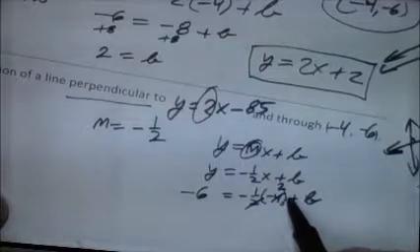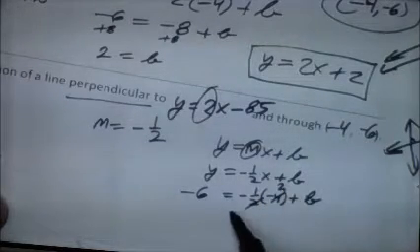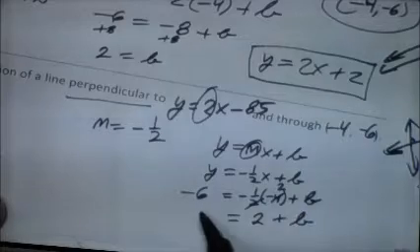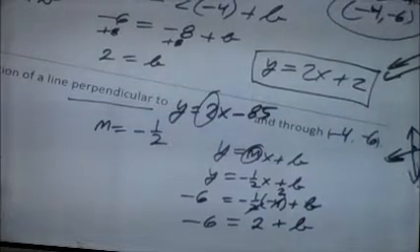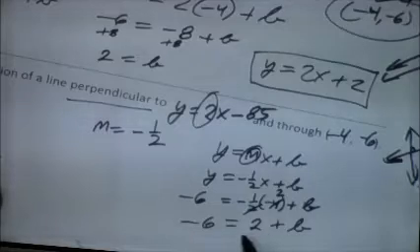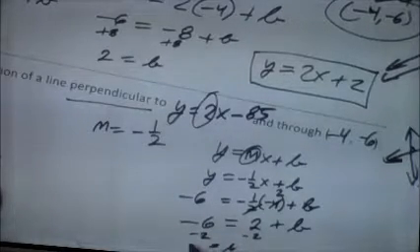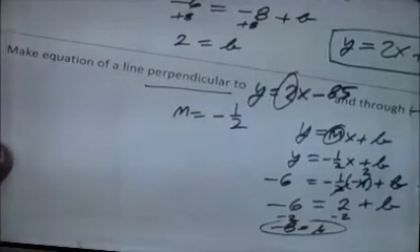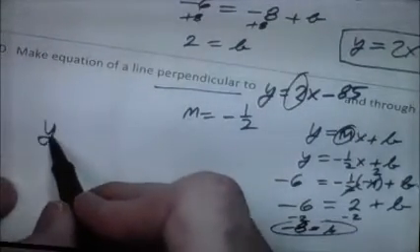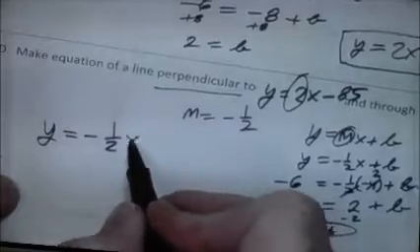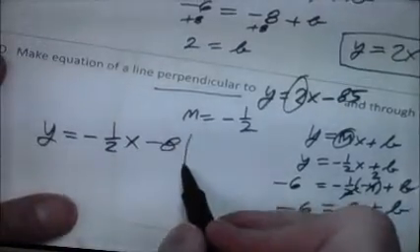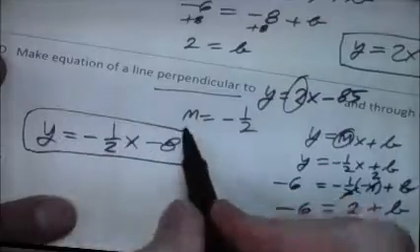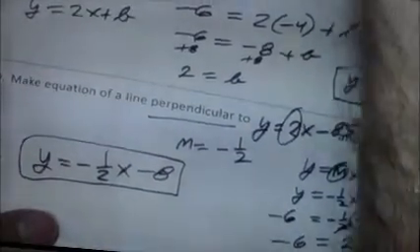2 goes into 4 twice, so I have negative 1 times negative 2. That looks like 2. It looks like 2 because it is 2. So we got a positive 2 there. And I subtract the 2 from both sides, so b is equal to negative 8. Now I know the y-intercept. And over here, since I know the slope is negative 1/2 and I know the y-intercept is negative 8, I can do y equals negative 1/2 x minus 8. And I've just made the equation for the perpendicular line to this line.